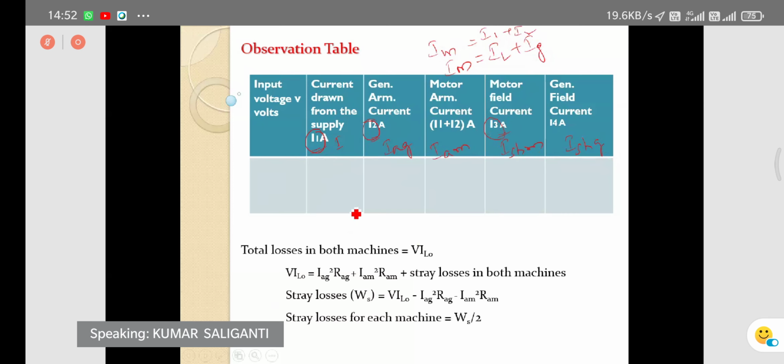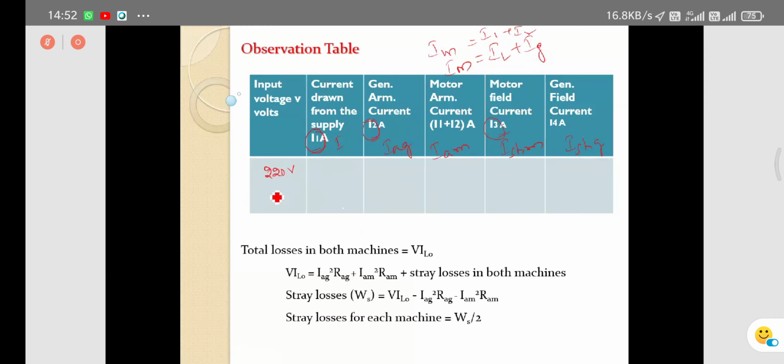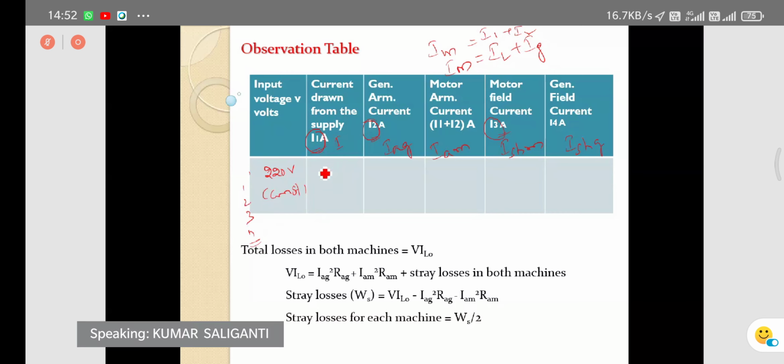First of all, what will we do here? When you give the supply, with the help of the 3-point starter, you adjust the rheostat until you get the rated speed. After getting the rated speed, you take the voltmeter reading. So you get 220 volts, and this voltage is constant. You have to consider 3 to 4 readings for the observation table, like readings 1, 2, 3, 4. So you have to check the ammeter, where the current is like 2.4 here.